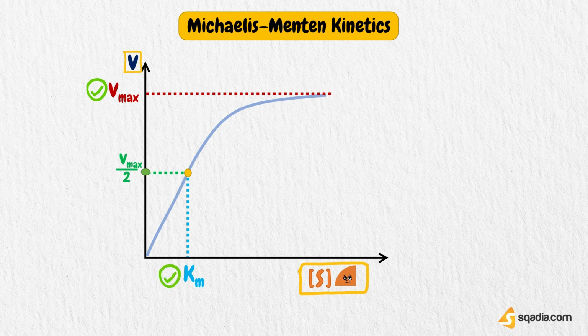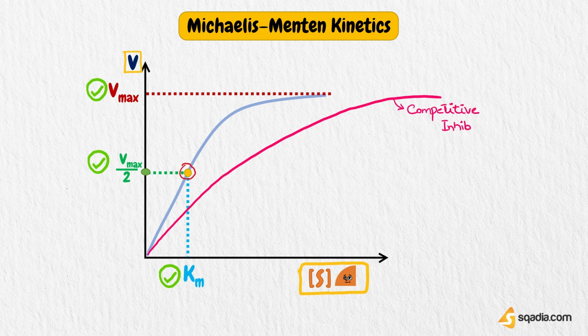We go to the point along the y-axis which is Vmax divided by 2, half of the Vmax. And whatever substrate concentration correlates with that point is the Michaelis constant, Km. So now let's look at what happens if an inhibitor is added to this reaction. First, we'll try and add a competitive inhibitor. This would occupy some binding sites of the substrate.